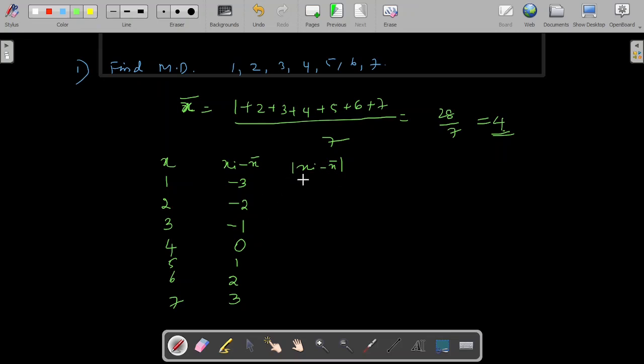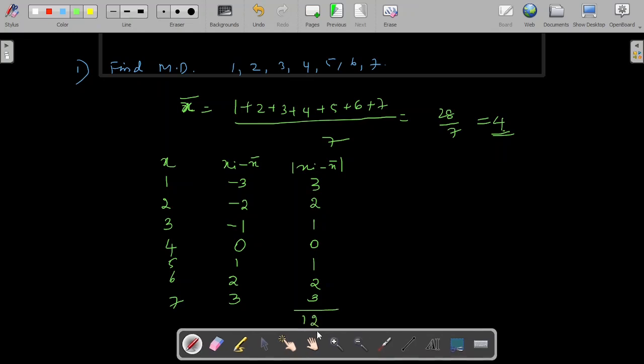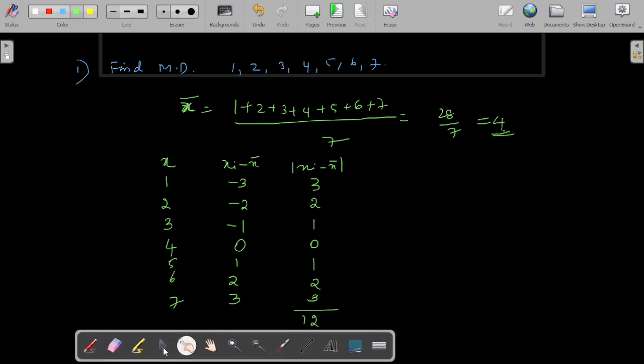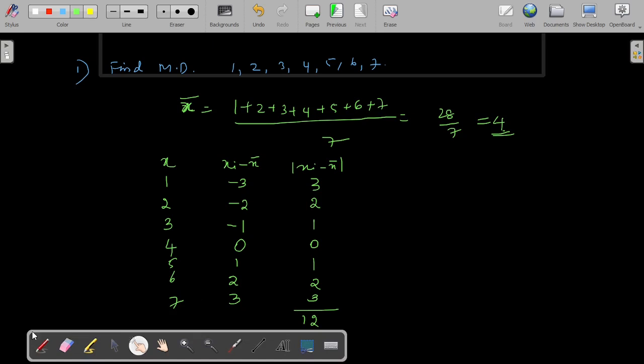Next we need absolute values. All values must be positive: 3, 2, 1, 0, 1, 2, 3. Add all these values, and the sum is equal to 12. Now we want the mean deviation. Mean deviation equals the sum of all these absolute values, 12, divided by the total number of observations, 7. That gives you approximately 1.71.